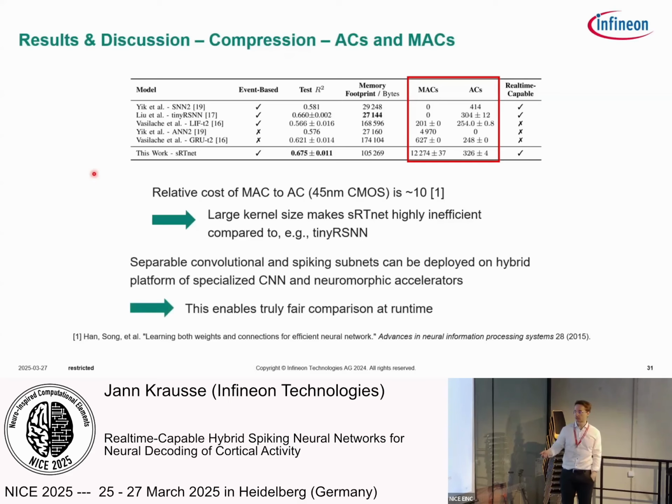However, of course, we have a hybrid network. I think this is a very interesting point. The convolutional and spiking subnets are separable. And this would enable a deployment on a hybrid hardware platform, consisting, for example, of convolutional or CNN accelerators and neuromorphic accelerators. This is very interesting, I think, and this would truly enable a fair comparison at runtime. But yeah.